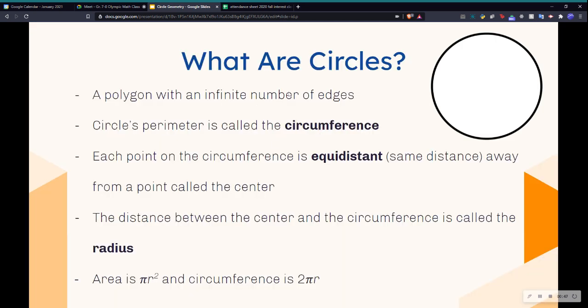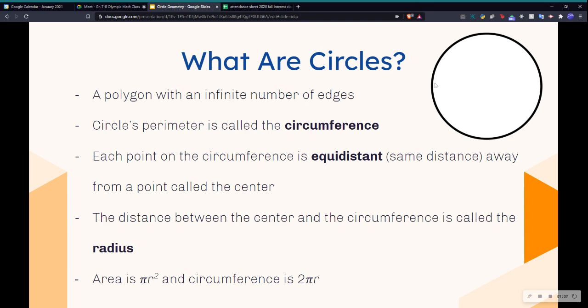Just a review, recap: what are circles? Circles are polygons with an infinite number of edges. So we don't call this one curved edge. We call it an infinite number of straight edges, even though they have no length whatsoever. If you combine all of them together, it looks like one curved edge. So that's a circle, right?